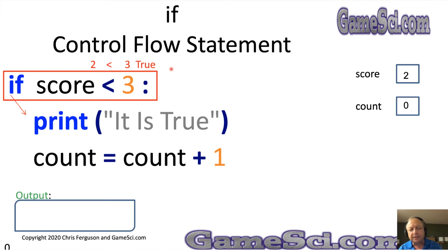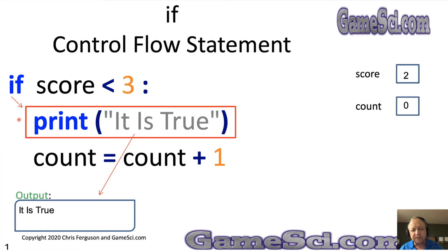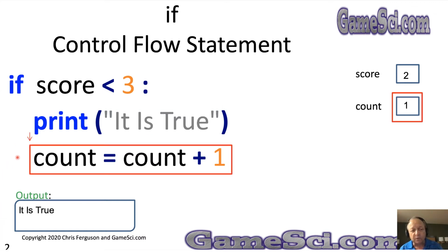If score is less than 3, well, that evaluates to 2 less than 3. That is a true statement. When the if statement is true, we will go and execute the code inside the if statement. When this is true, we execute the indented code inside the if statement. Inside the code it says print it's true, and it is true shows up on the output. Count equals count plus 1. Why does this execute? Because it's indented. Everything indented below the if statement will execute when the if statement is true. So count equals count plus 1, and you can see the variable count went up to 1.